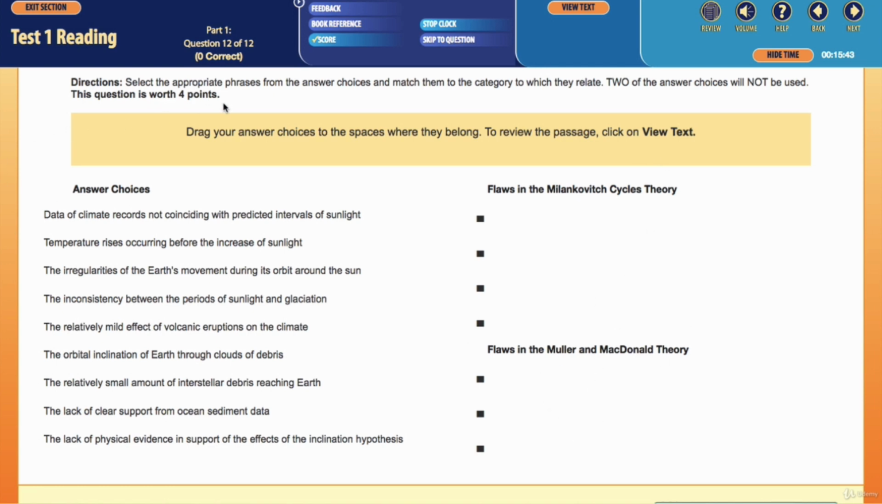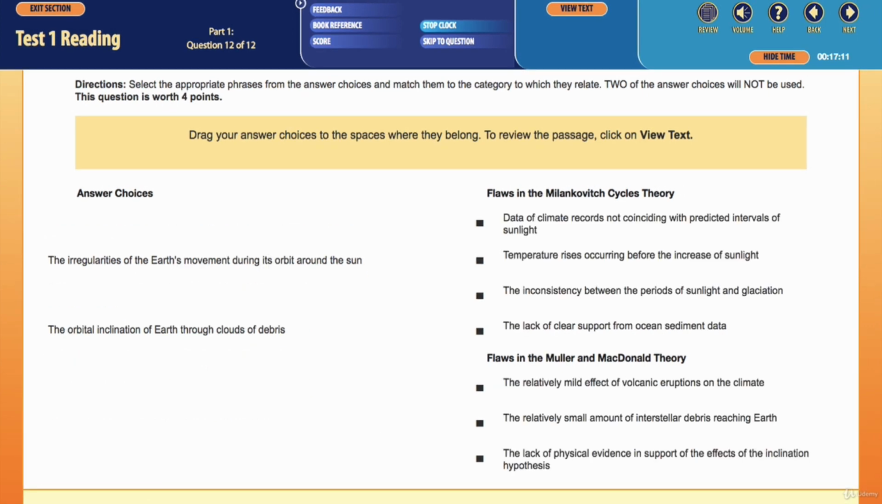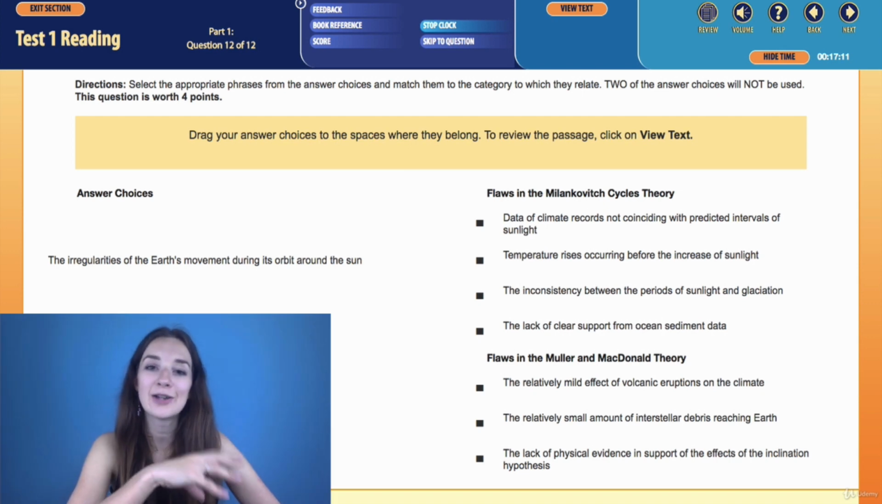And this question is worth 4 points, so it's more difficult and it's worth more. So here we see how it works. We just matched all these answer choices to the categories and we left 2 behind. And so this is a little bit more complicated type of question because you really need to dive into the differences in the theories. So you need to pay attention to the topic sentences and sometimes to the details as well, right?